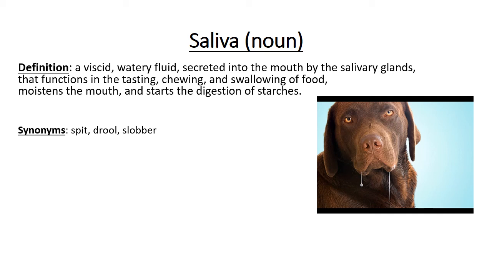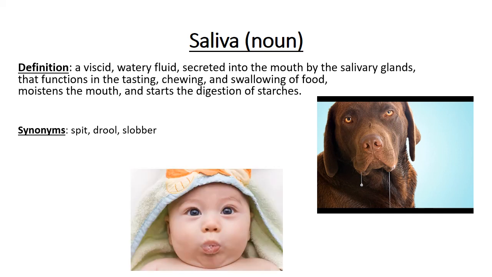I don't say Twix got saliva on me. I normally say he got slobber. Not that Twix ever slobbers, of course. You might also think of a baby. Okay. You will sometimes see spit or drool or slobber. Those are synonyms for saliva. And who knew saliva did so many things? It helps you taste, chew, swallow food. It gives you a moist mouth. And it helps you start digesting starches.